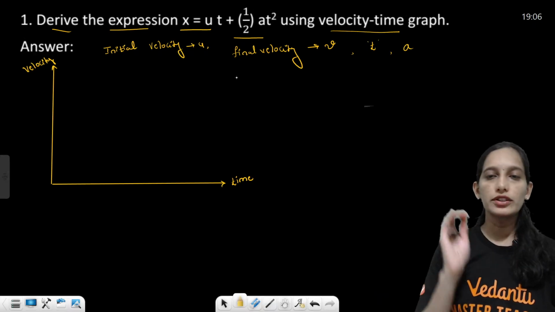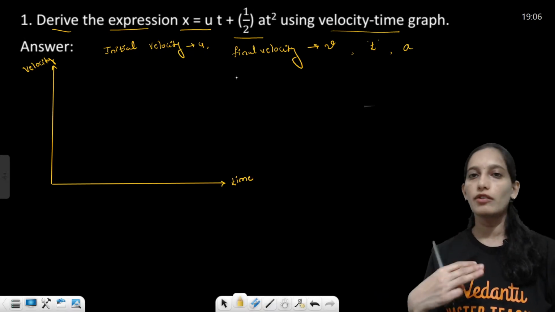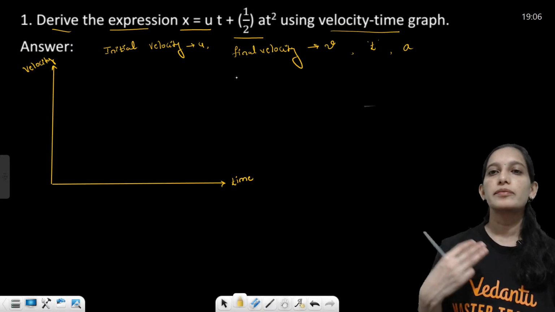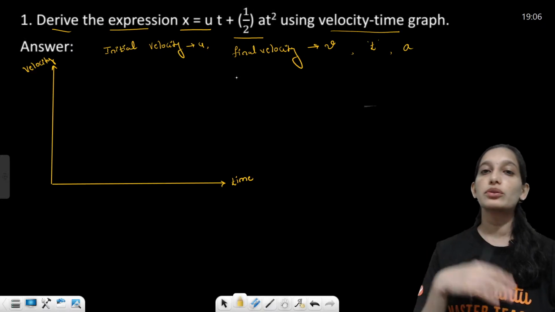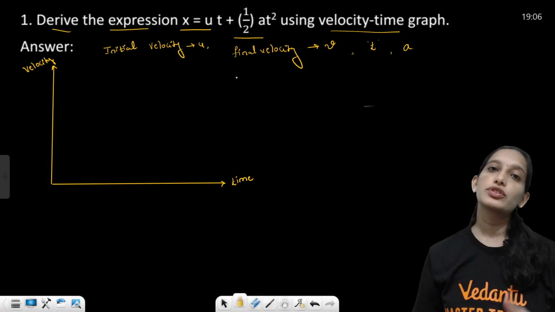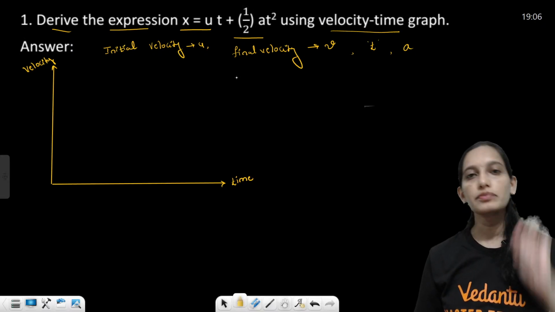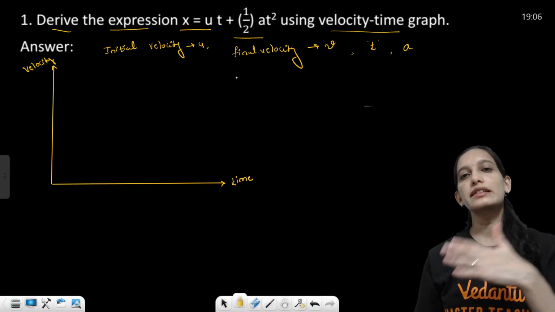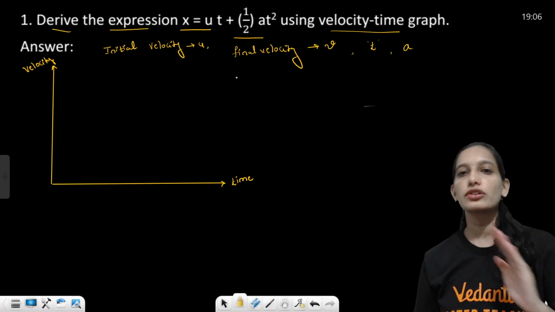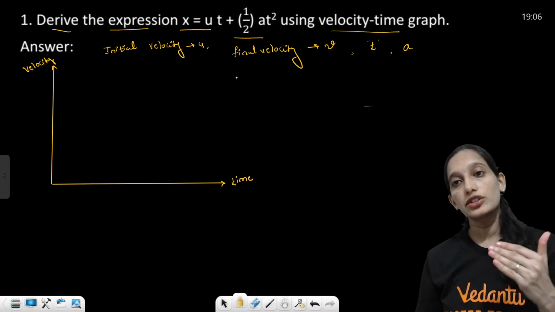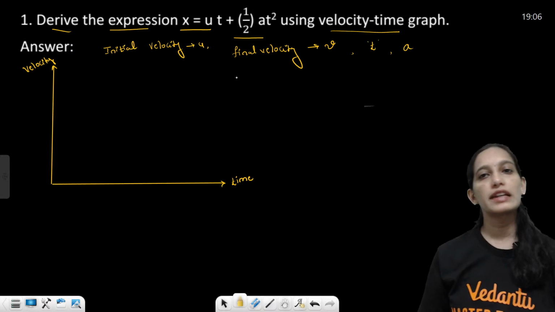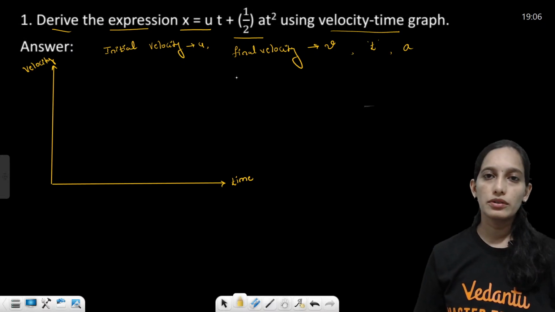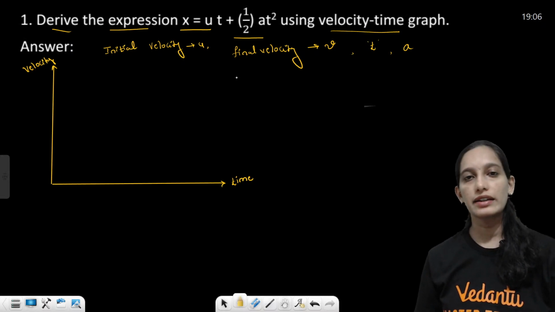If they mention it, you have to do it by the graphical method and you have to derive all the three equations. If they say by calculus method, you have to derive by the calculus method, which we have learnt in our previous session. So they can split it in any way. They can frame a 5 mark question or a 3 mark question. They can ask you by a graphical method or a calculus method. So please read the question carefully and attempt.